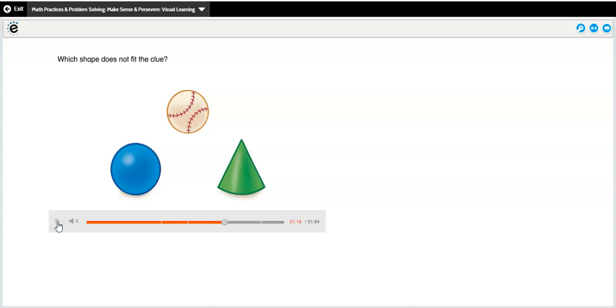Okay, so the next clue was I look like a baseball. So which of these two shapes does not match that clue? It does not look like a baseball. That's right, the cone does not look like a baseball.